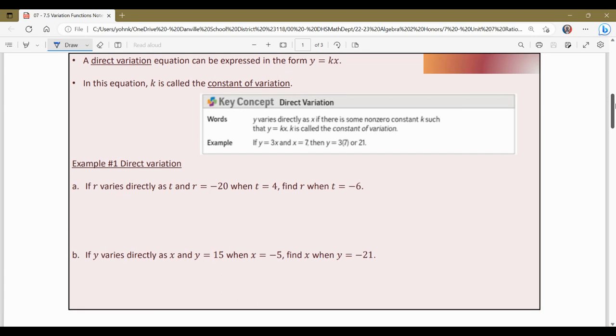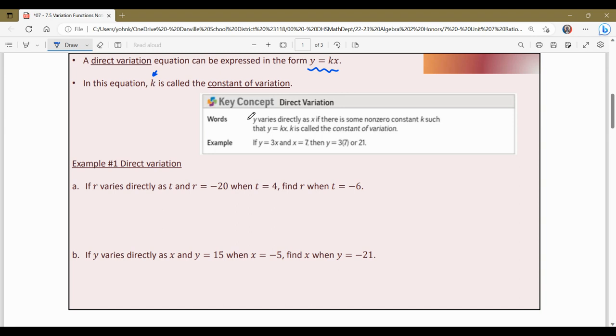A direct variation equation can be expressed in the form y equals kx. In this equation, the k is called the constant of variation. Basically it tells you how two things are compared, how they are related to each other. Since it's the same every time, it's called the constant of variation.